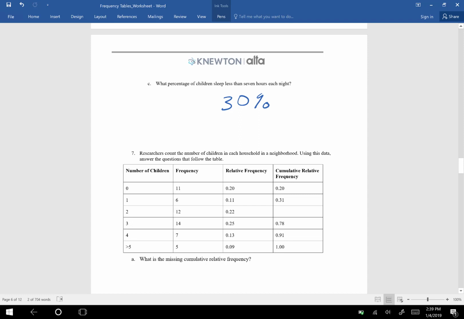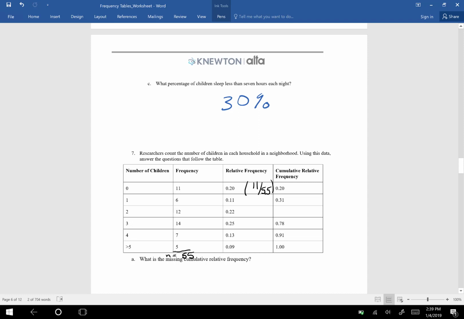Now the relative, how did we calculate that relative frequency? Remember, we add up to get our sample size here. So how many households did we look at? Let's go ahead and add those up. I'll do it with you. So we do 11 plus 6 plus 12 plus 14 plus 7 plus 5. So we get 55. N is 55. So to get the relative frequency, we take 11 divided by 55. So we got this by doing 11 divided by 55. Make sense? And we did the same thing for everything else.